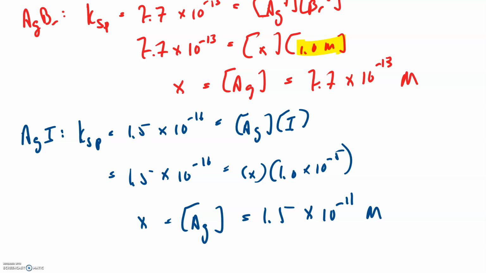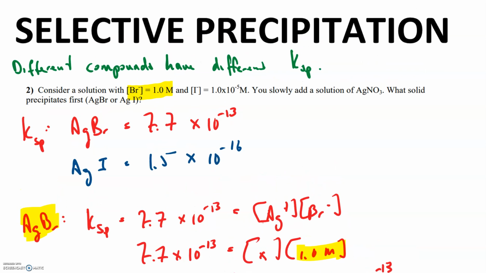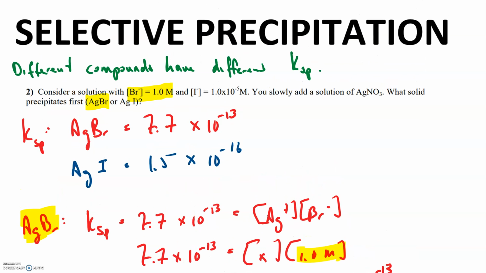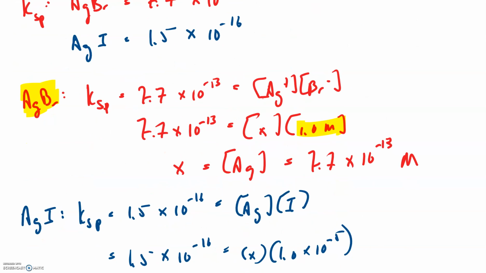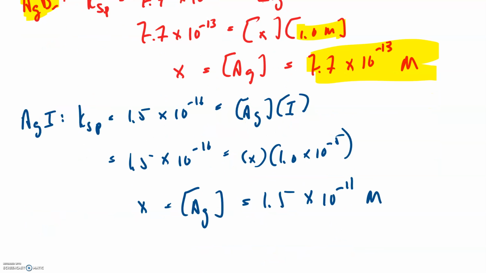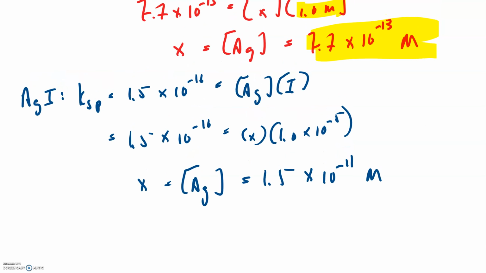That means that the silver bromide will precipitate first. So when this question asks which one's going to fall out of solution first, you only have to get the concentration of silver to 7.7 times 10 to the minus 13th in this situation to get the silver bromide to precipitate. Whereas you have to bring the concentration of silver all the way up to 1.5 times 10 to the negative 11th molar to get the silver iodide to precipitate out. So a good example of a question we might expect to see.